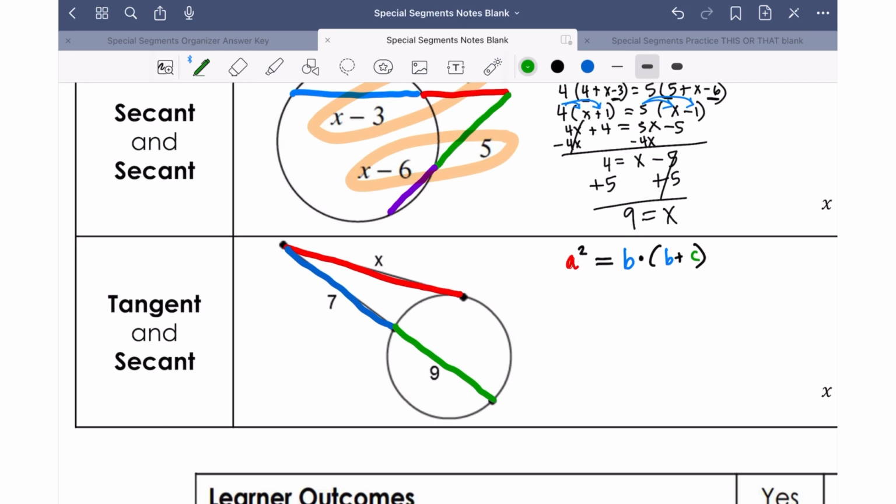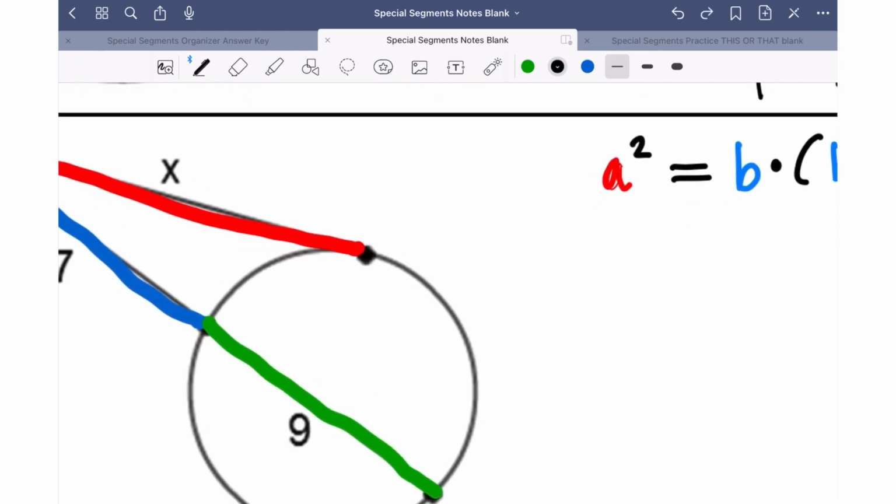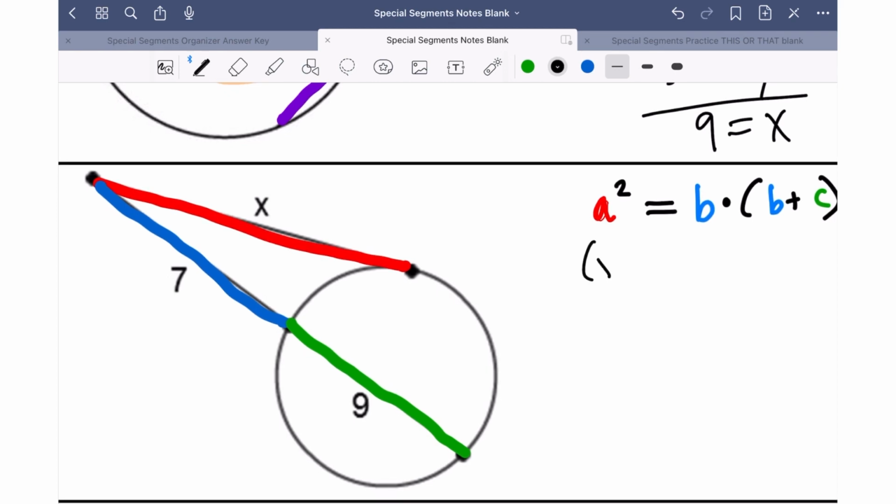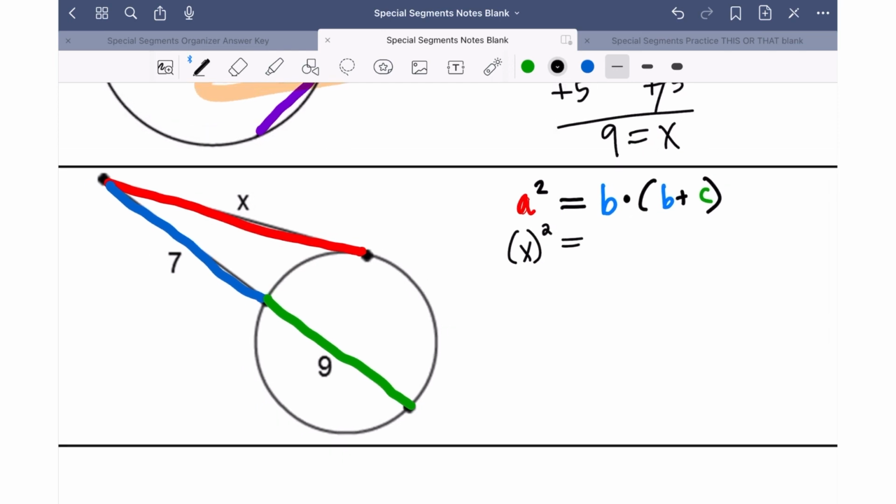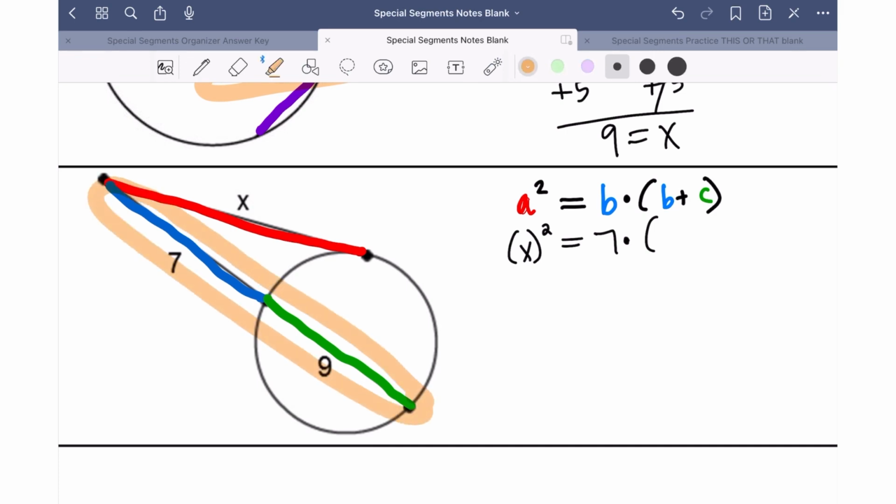Okay. So let's go to our formula. The tangent is going to be X. So we follow our formula. That's X squared equals the outside of the secant, which is 7, times the whole thing. So 7 plus 9. Okay. And now we just do our math.